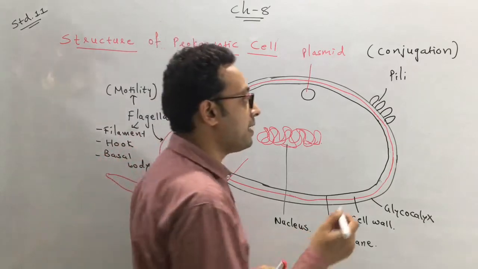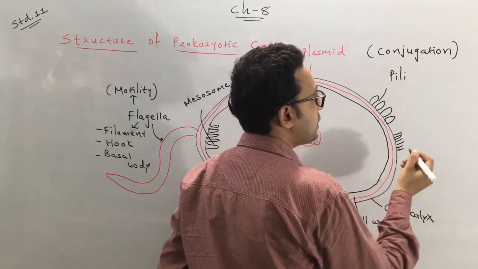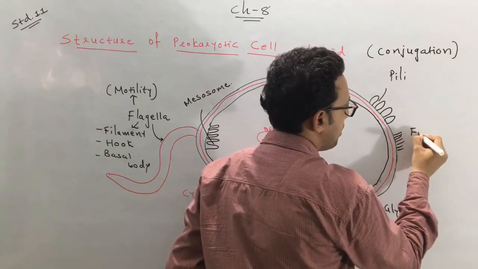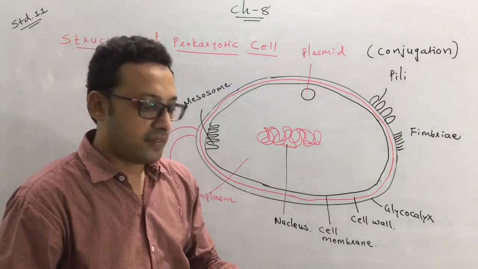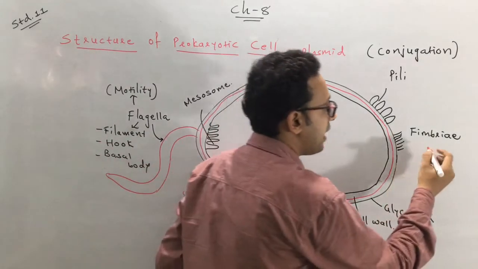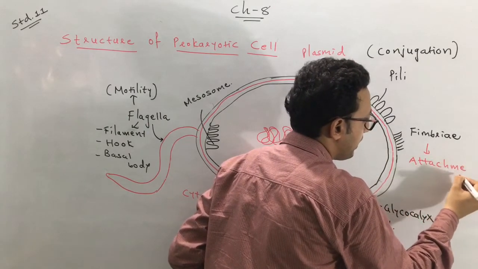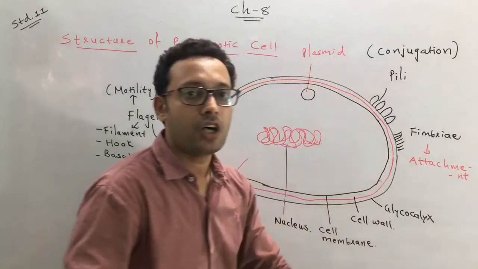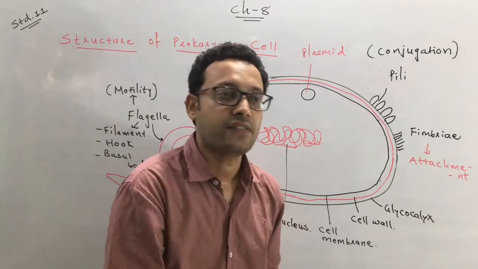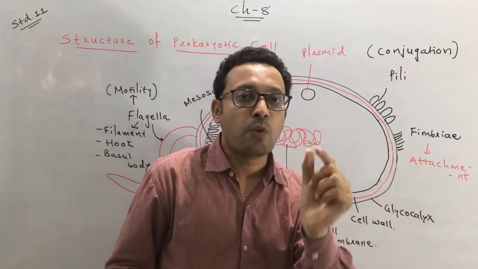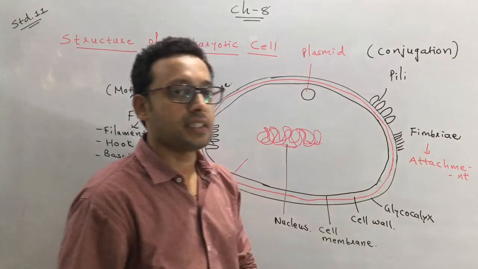Apart from that, some bacteria also possess small bristle-like structures that arise from the surface. These are called fimbriae. What is called a fimbria? The fimbriae play an important role in attachment, attachment to rocks and certain surfaces. That attachment of bacteria to certain rocks and surfaces is due to the presence of small bristle-like or brush-like structures that arise from it, called fimbriae.